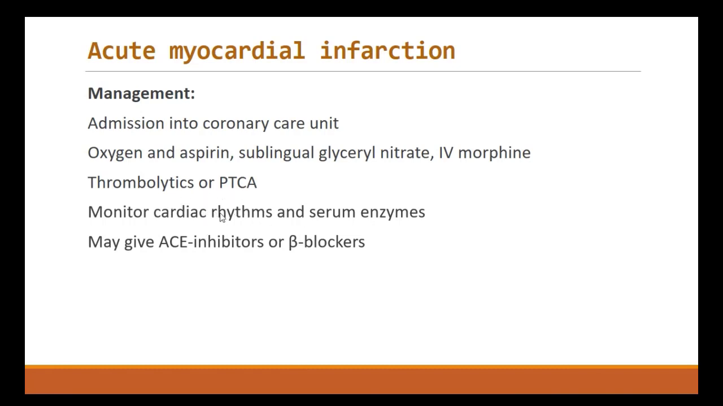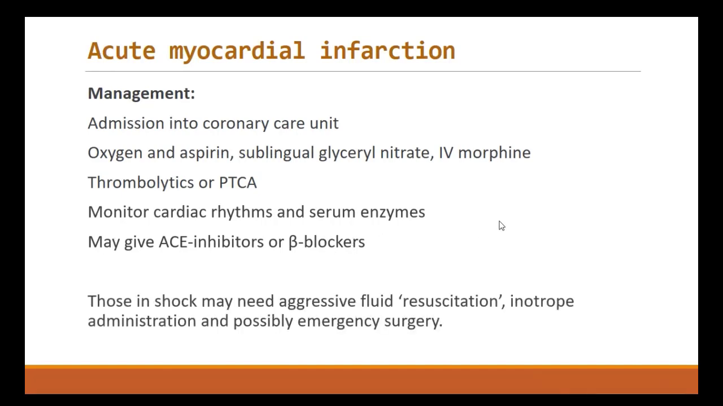Monitor cardiac rhythms. In the initial phase of myocardial infarction, cardiac arrhythmias are very common. The most common cause of death in the acute phase of myocardial infarction is cardiac arrhythmias. So you watch for cardiac rhythm, keep measuring the enzymes to see the damage to myocardial cells. You can give ACE inhibitors. You can also give beta blockers. If patient is in shock, if the cardiac output has fallen to the level that is unable to meet demands of the body, patient is in circulatory shock, then patient may need aggressive fluid resuscitation, inotrope administration, and possibly emergency surgery.